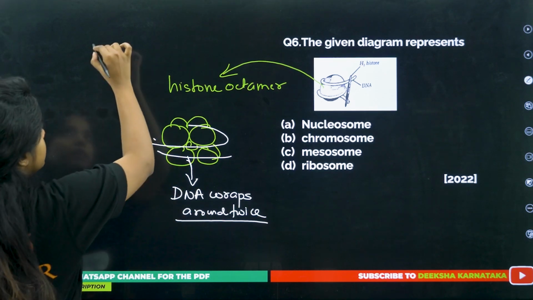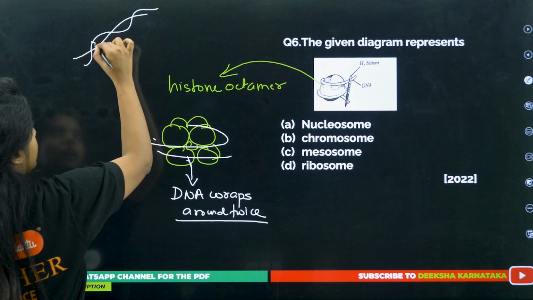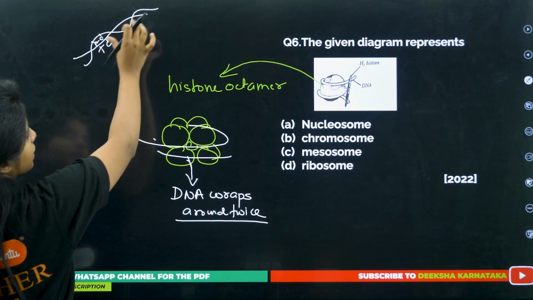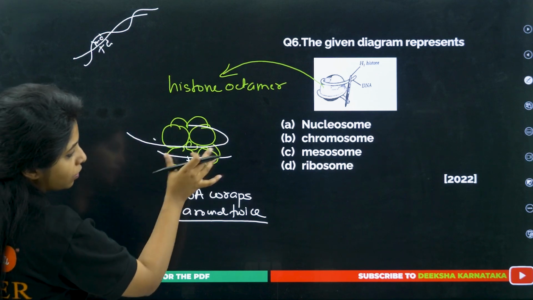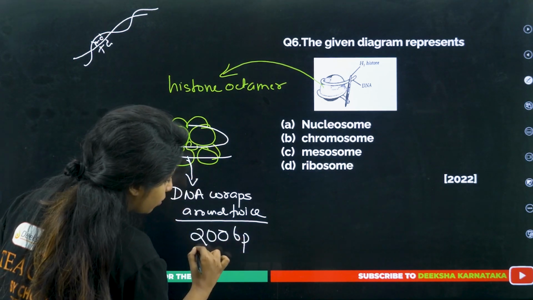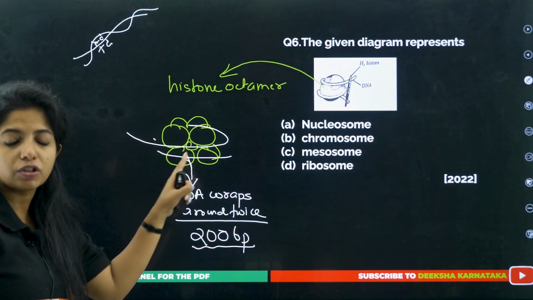And one more thing, how many base pairs will be there in this particular DNA strand? What do you mean by base pairs? Basically, your DNA comes like this. So you have bases over here. A pairs with T, C with G. So how many pairs are there like this in this entire segment of rotation? Basically, 200 base pairs are there. This is also an important question. 200 base pairs of DNA will be there in one particular histone octamer.